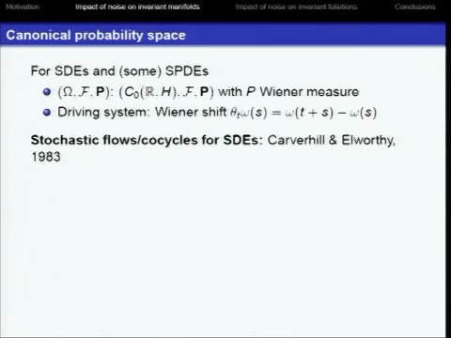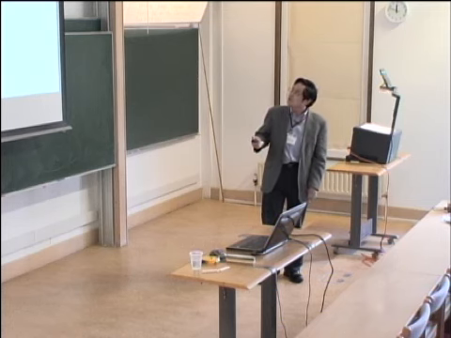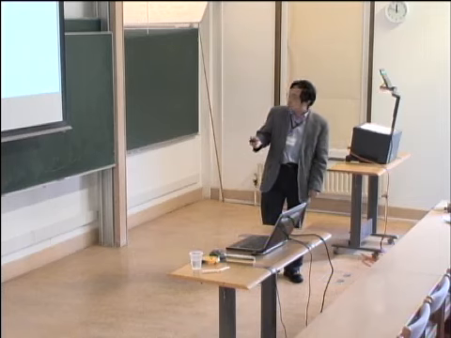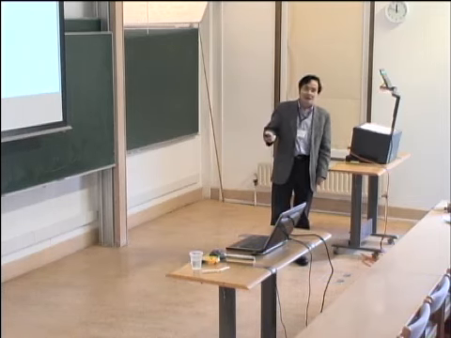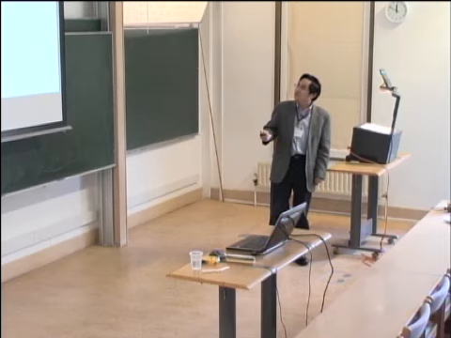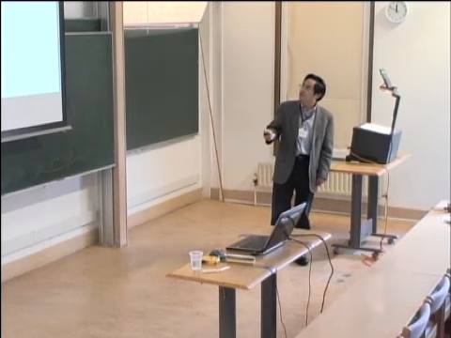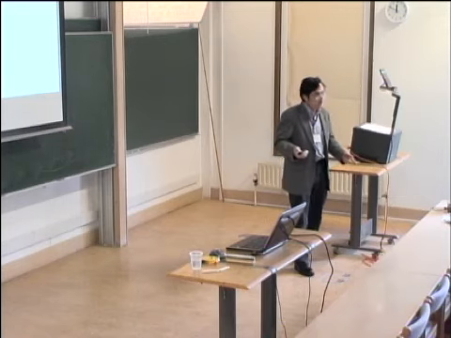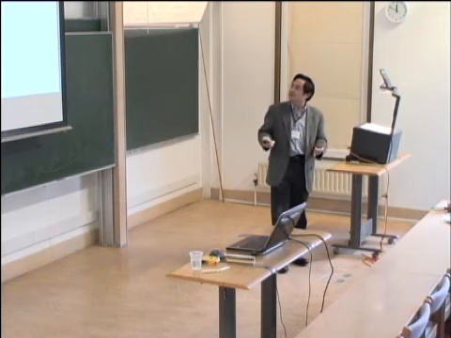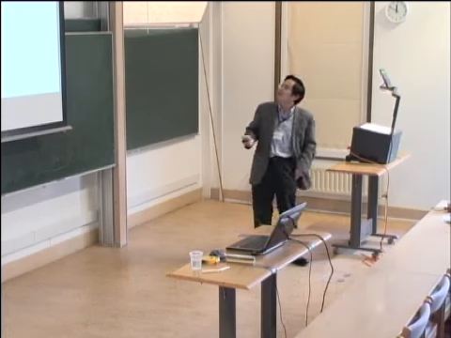Now for SDEs and some SPDEs, we can take a canonical version of the probability space. That means although you started with a probability space when you define your Brownian motion or other noises, we don't have to stick with that one. We can work on one that is more manageable. That means you work on the space of continuous functions. This was also mentioned in Michael Röckner's talk. And this F, the sigma field, is going to be generated by cylinder sets, which is also equivalent to the sigma field generated by the compact open topology in this C0.